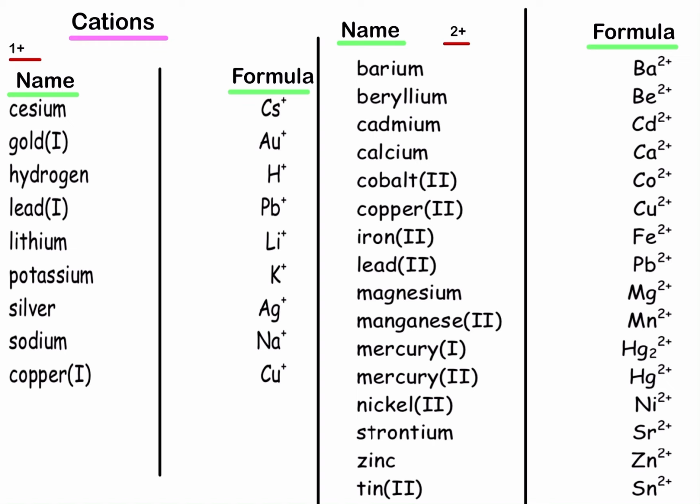Copper 2, Cu2+, iron 2, Fe2+, lead 2, plumbum, that is Pb2+, magnesium, Mg2+, manganese 2, Mn2+, mercury 1, Hg2+, mercury 2, Hg2+, nickel 2, Ni2+, strontium, Sr2+, zinc, Zn2+, tin 2, that is Sn2+.